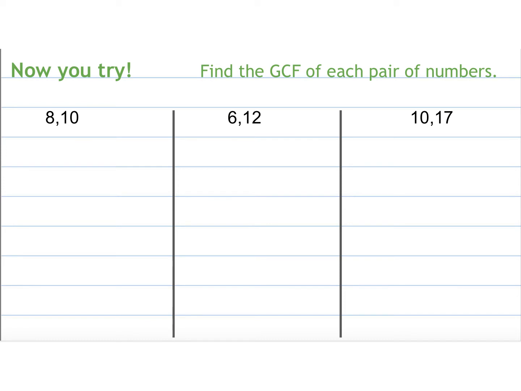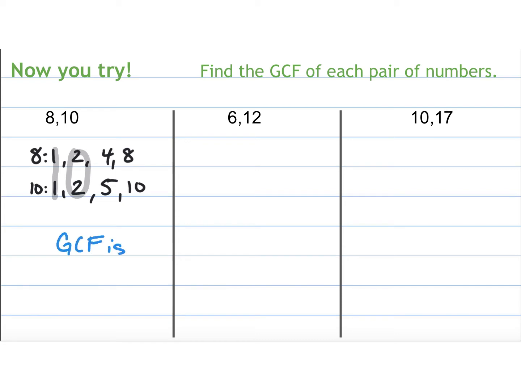So for 8 and 10, I'm just going to list my factors. 1 times 8, 2 times 4. Factors of 10, 1 times 10, 2 times 5. Those are my factors, so I can see that they share a factor of 1, and they share a factor of 2. So my greatest common factor of 8 and 10 is 2.